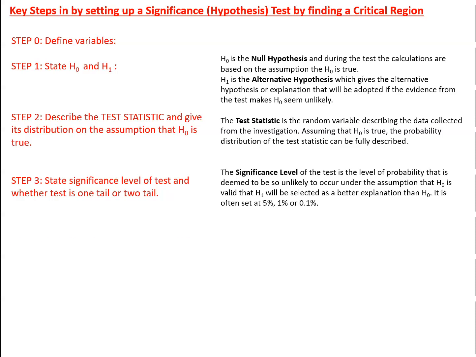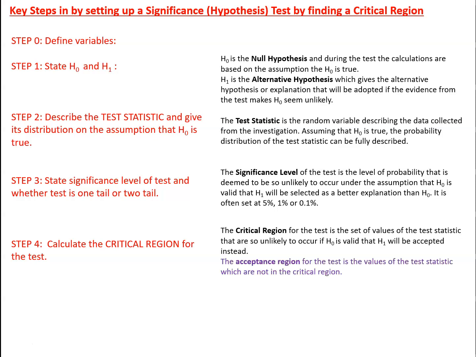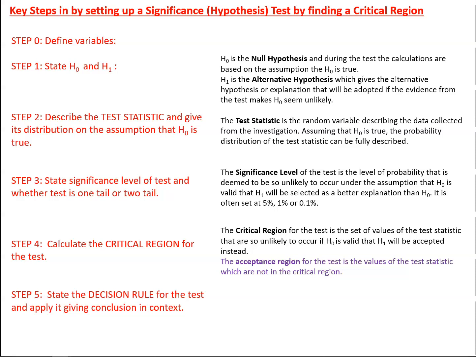The next step is to calculate the critical region for the test, and the critical region for the test is the set of values of the test statistic that are so unlikely to occur if the null hypothesis is valid that the alternative hypothesis will be accepted instead. Step 5 then is to state the decision rule and then apply the decision rule to the data that we've been given. And we at this stage must give that conclusion in context.